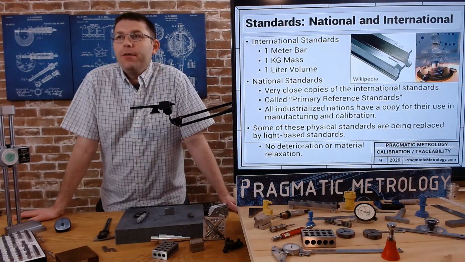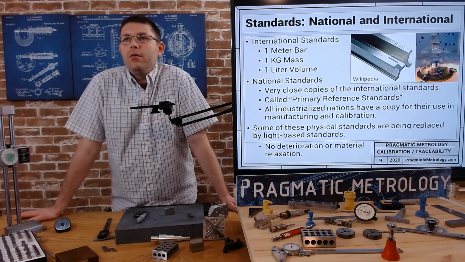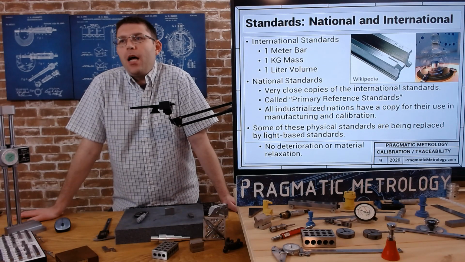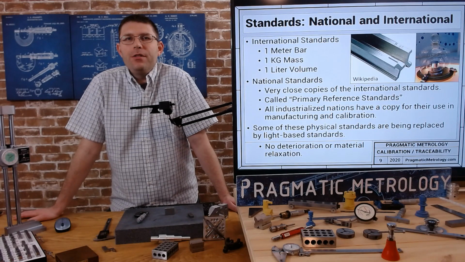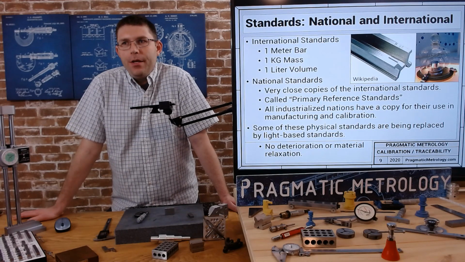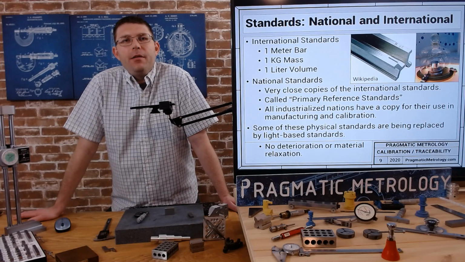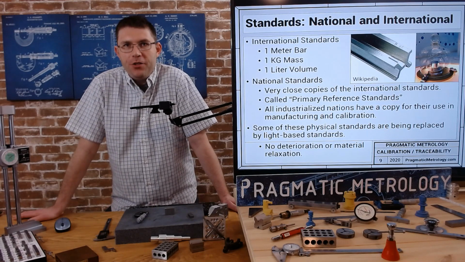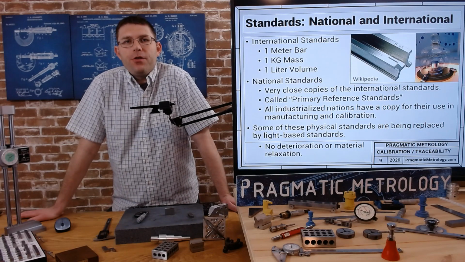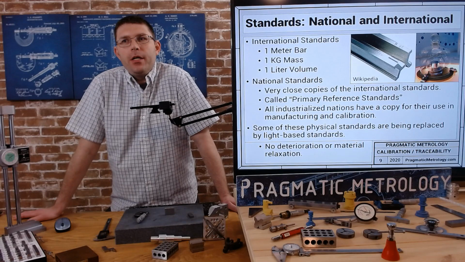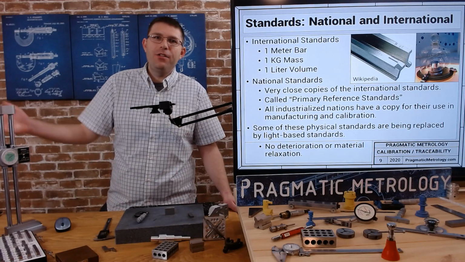And here's a picture of that. So 1 meter bar, 1 kilogram mass, 1 liter volume. The national standards very closely copy the international standards. So it might be in Switzerland. There's international standards that all of the national standards are made against. And each nation should have one. Probably not every nation on the planet, but anyone that's heavily into manufacturing: United States, Europe, Asia, South America. There's manufacturing hubs all over the world, and they should have their own national standard so that they don't have to constantly use the international standards locked away.